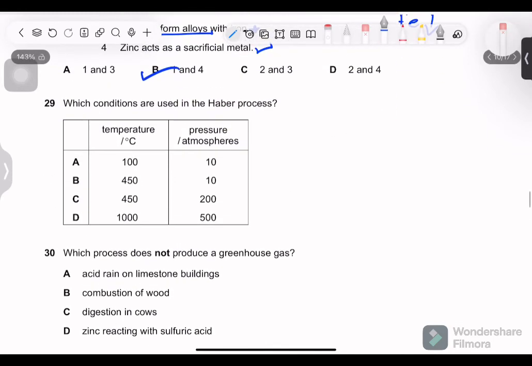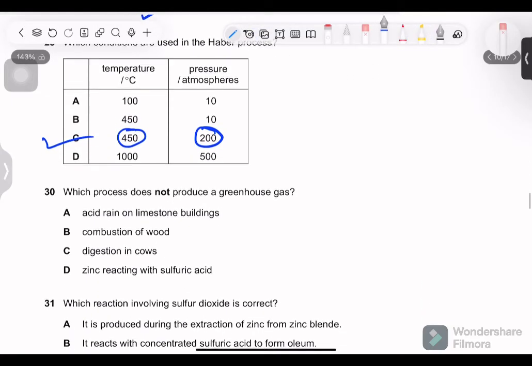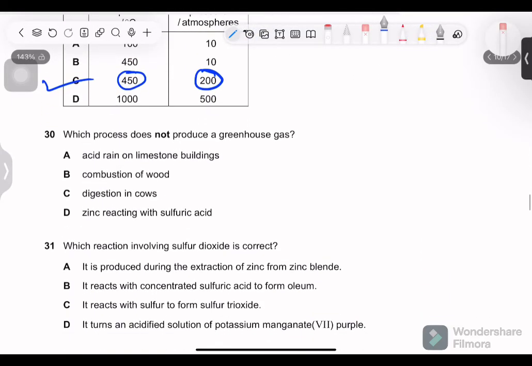Which conditions are used in the Haber's process? This is pure recall. I won't be spending much time on this. For questions which are purely recall and remembering things, there is no reason to spend a lot of time. Haber's process uses 450 degrees Celsius temperature and 200 atmosphere pressure, 200 atm. So C.